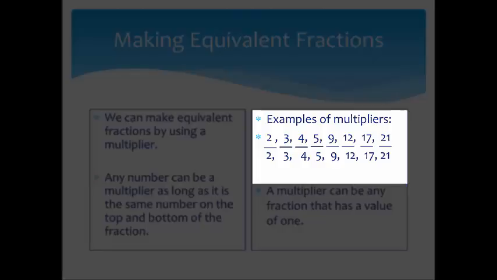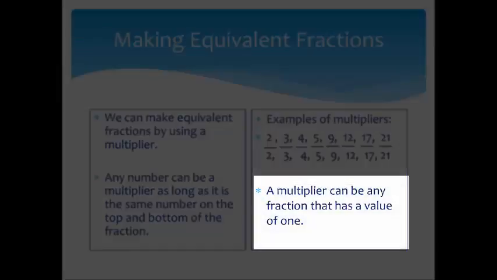Why is it so important that the top and the bottom number be the same in a multiplier? Well, the reason is because you have to have it equal a value of 1. Now you might say, 2/2, does that equal 1? Well, yes, it does. Remember that a fraction is nothing more than a division problem. And if we do the division in all of those multiplier examples I gave you, you'll see that the value equals 1.